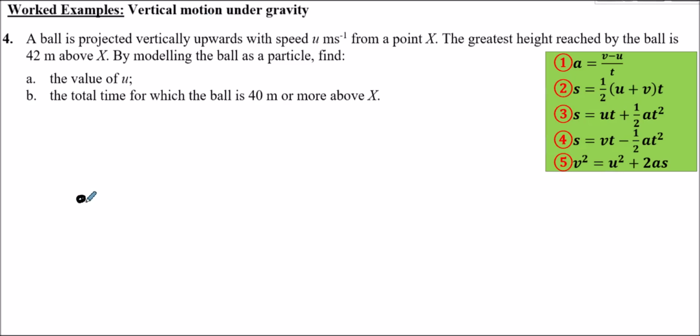So we've got here the particle starting out at point X. I'm just going to do a sketch here, like so. This is going to be where X is at. Now it's going upwards with speed u. Let's label this u. And it says the greatest height reached by the particle is 42 meters above X. So it's going to keep going and going higher and higher.